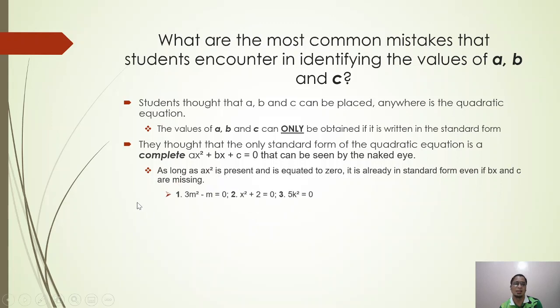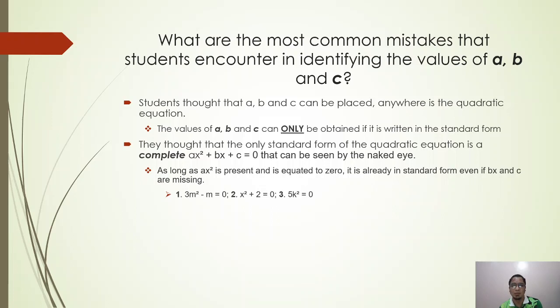I have written here examples. Number 1, 3m squared minus m equals 0. Kung papansinin po natin, equated siya sa 0. Meron po siyang m squared. Ito yung quadratic term, if you can still recall po yung atin pong previous discussion. Ito yung linear term, yung walang exponent. Sir, nawawala po yung ating c. Sa makatwid, kung wala kang nakikita na walang exponent, ang value ng c, 0.